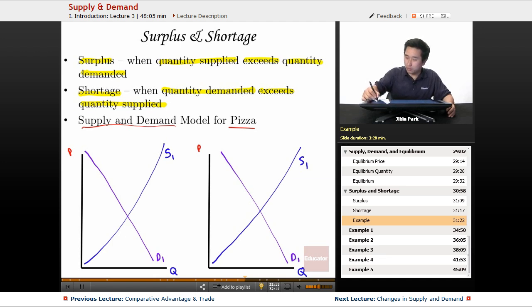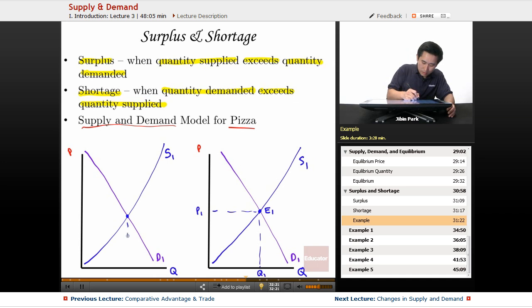And so the equilibrium price is the intersection of supply and demand. So this is Q1, P1, and this is E1 here. And this is also Q1, and this is P1 here. So a surplus situation is when the quantity supplied exceeds the quantity demanded.